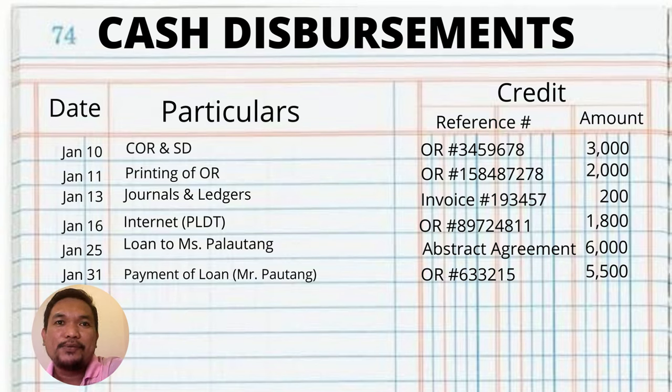Alright. And, of course, in January 31, payment of loan, of course, kay Mr. Pautang. Alright? So, you paid a loan of 5,500. Okay? Yun yung binayaran mo talaga, 5,500. Okay? So again, cash disbursement, ito yung lahat na lumalabas na pera sa'yo ni record mo. And of course, you write also there the reference number for audit purposes.